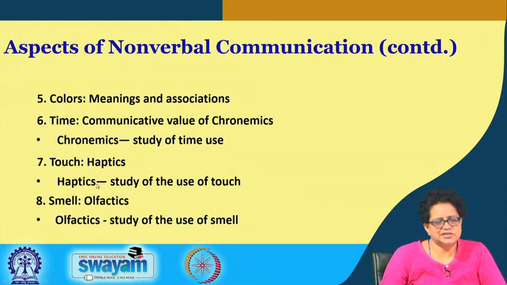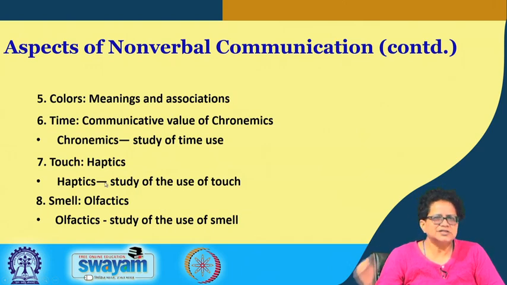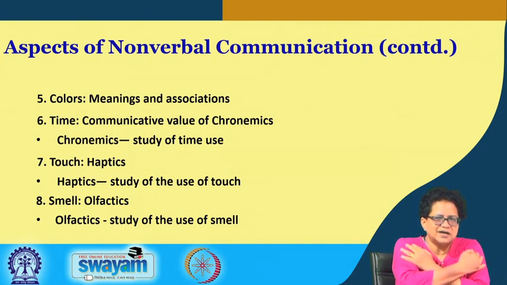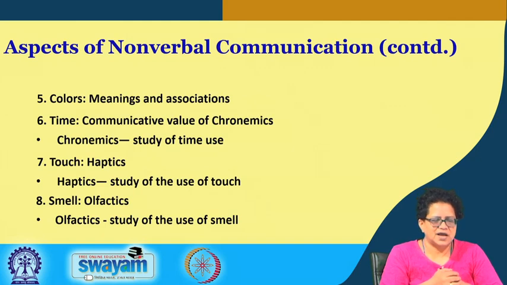Number 7 is touch or haptics. This is the most primeval, this is the most primary form of communication. If you see a newborn baby, the newborn baby will want to be embraced and held close tightly by the mother, and intimacy or love is through the expression of touch or haptics.